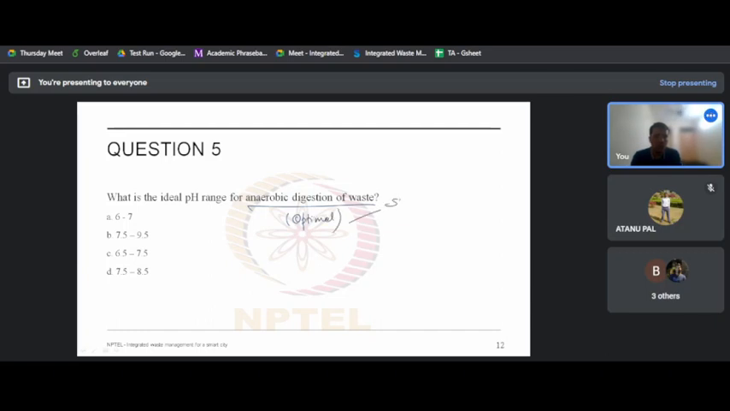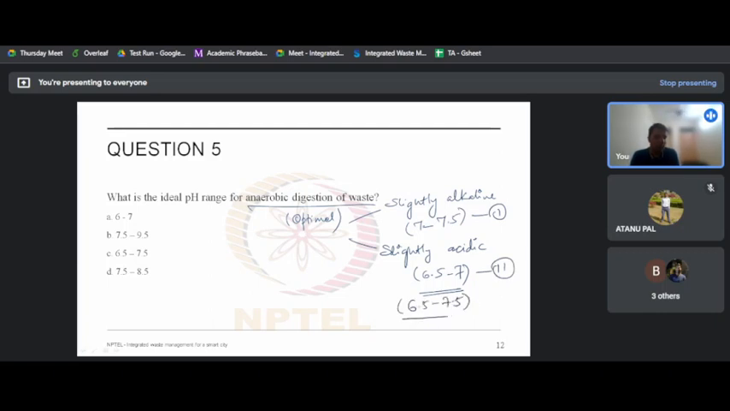So we can have two possibilities here. So it can be slightly alkaline or it can be slightly acidic. So slightly acidic will be around 6.5 to 7, a little below the neutral point, that is 7. Slightly alkaline is around 7 to 7.5 or sometimes a little higher. So if we combine these two ranges, we will have around 6.5 to 7.5. So this is the range that we should try to maintain.